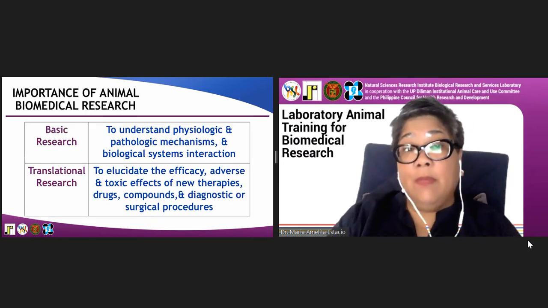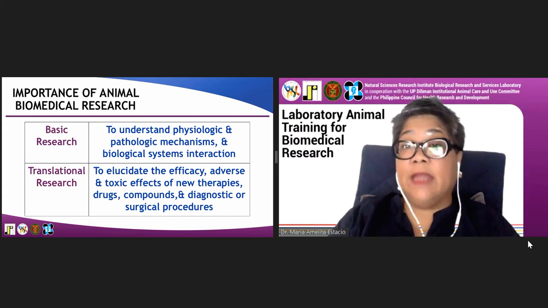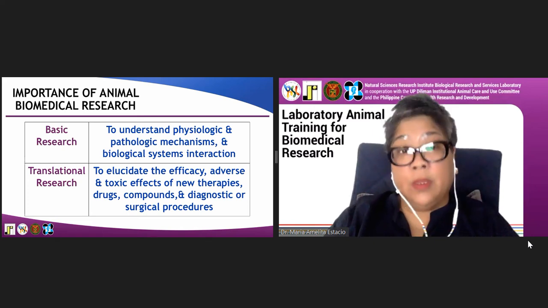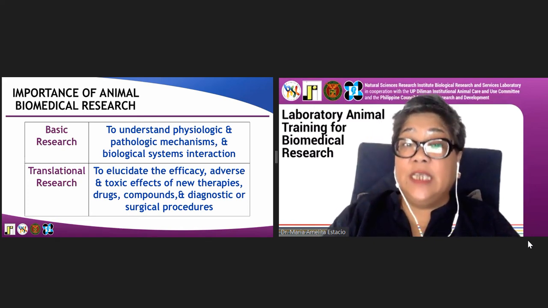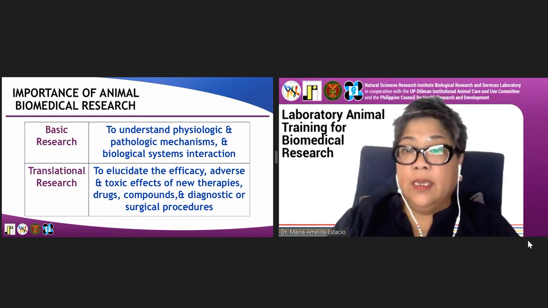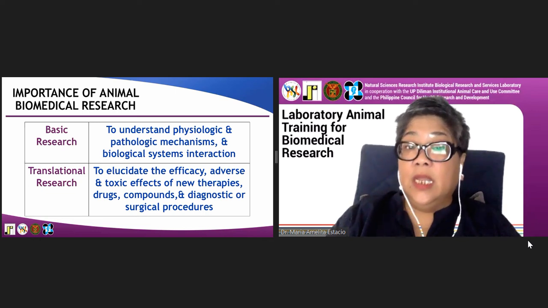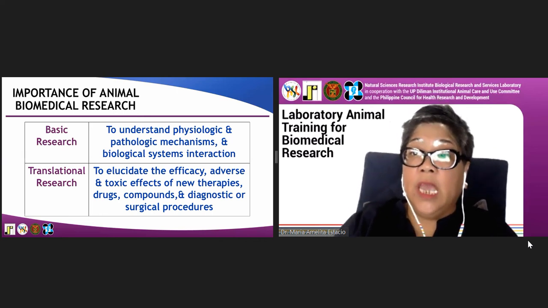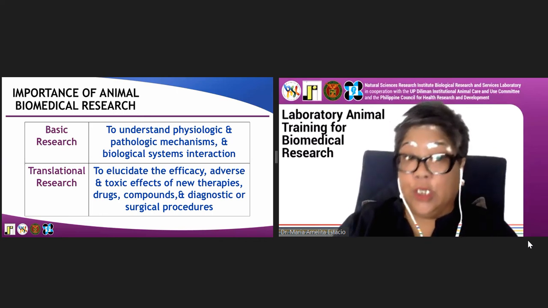Now, animal biomedical research can be divided into basic and translational. And I think in the Philippines, we're doing a combination of both. So in basic research, we conduct this using animals to further understand the physiology, the pathology, and the biological system interactions in a specific disease condition.